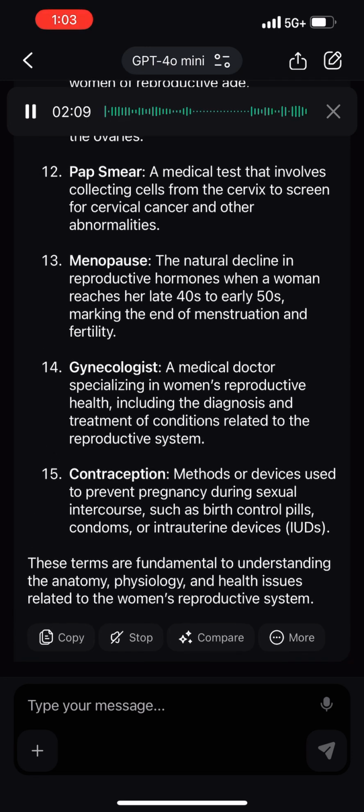14. Gynecologist, a medical doctor specializing in women's reproductive health, including the diagnosis and treatment of conditions related to the reproductive system. 15. Contraception, methods or devices used to prevent pregnancy during sexual intercourse, such as birth control pills, condoms, or intrauterine devices, IUDs. These terms are fundamental to understanding the anatomy, physiology, and health issues related to the women's reproductive system.